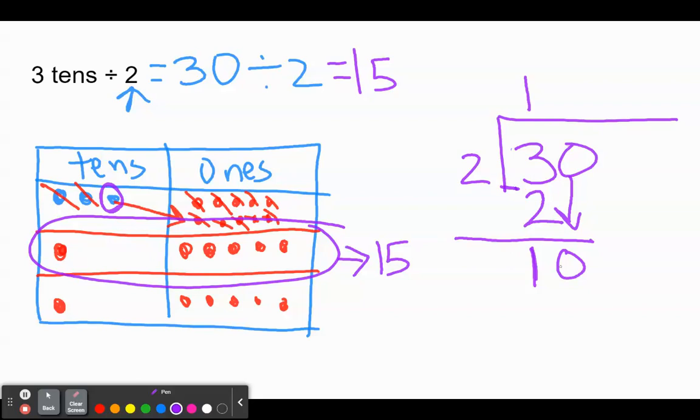Now I can divide my 10 ones into my two groups. So 10 divided by 2 gives me 5 in each group. Now how many of my ones did I use? I have 5 in each group. I have two groups. So 5 times 2 is 10. Now how many tens and ones do I have left over? I'm going to subtract 10 minus 10, which gives me 0. So I have a remainder of 0. I used all of my pieces. So our quotient, our answer, is 15. 30 divided by 2 is 15.